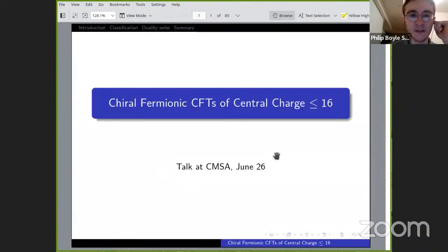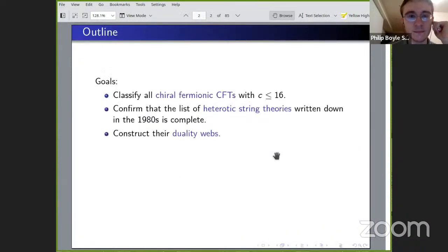So let's just say this talk is about chiral fermionic CFTs with central charge C less than or equal to 16. So our goals are pretty simple. We would like to classify all chiral fermionic CFTs with C less than or equal to 16. And in doing so, confirm that the list of heterotic string theories written down in the 1980s is actually complete. And as a bonus, we'll also construct the duality webs of these conformal field theories.